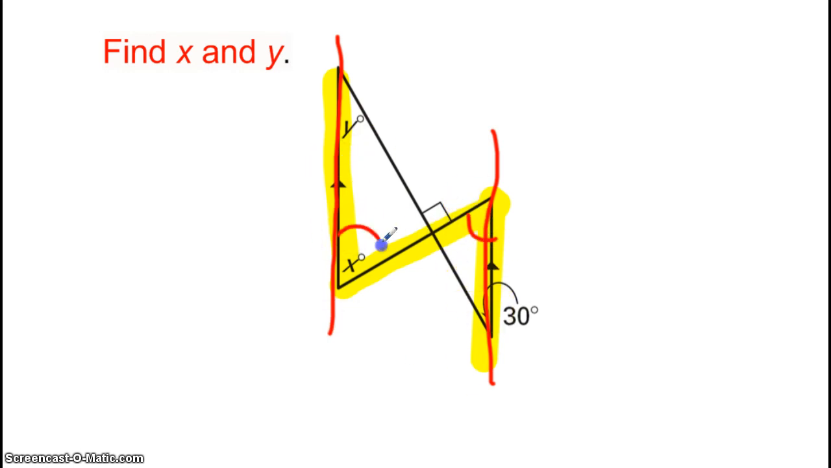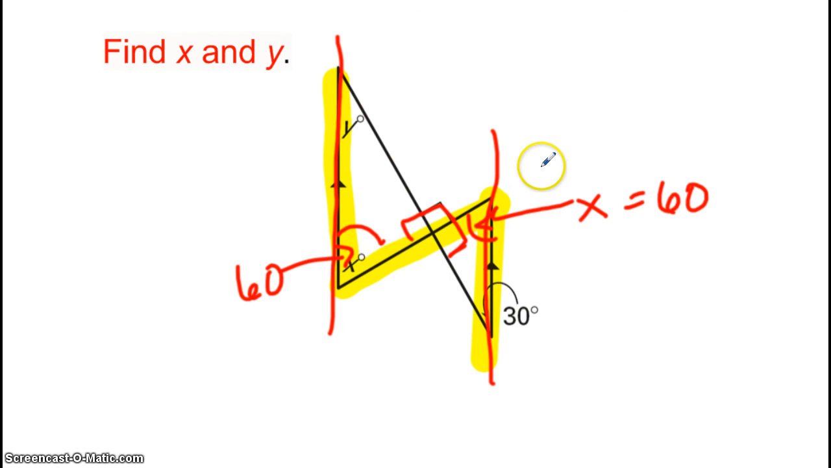This angle and this angle are congruent. So I could put x right in for that angle. I also know if this is a right angle, these lines are perpendicular, which means all the way around I have right angles. So now this is a right triangle, and this is a right triangle. So in this right triangle, one of the angles is 30. Therefore, the other acute angle is the complement of 30, which would be 60. So I could put 60 in for that x there.